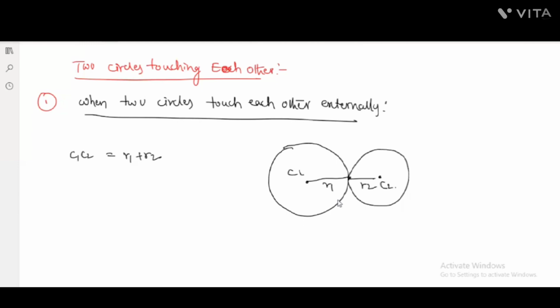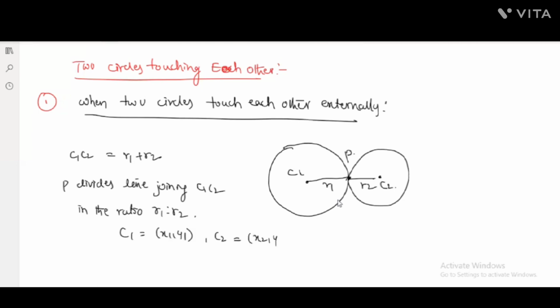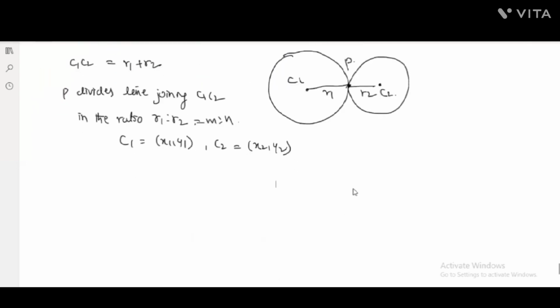So let's think, if the two circles touch each other externally at the point P, P divides the line joining C1 C2 in the ratio R1 is to R2. Let us assume here C1 is x1 comma y1 and C2 is x2 comma y2, and P divides that line in the ratio m is to n. Then how can we find the point P? By using the section formula.